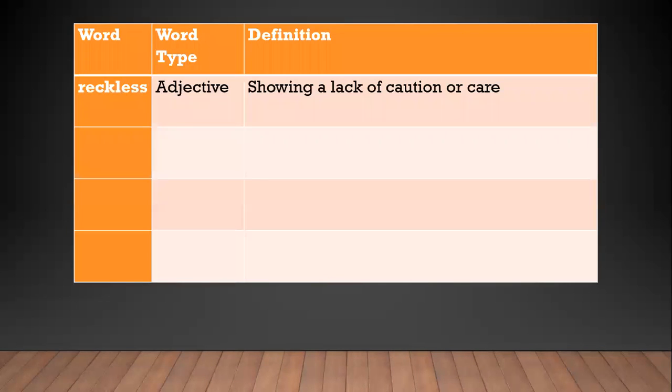When you've done that, you're then going to start putting them together in a bit of a table that you're going to draw out in your books for me. Now, I've only put 4 rows there just to give you an idea of what it will look like. You're going to have a lot more than 4 words, I would have thought. But you're going to put in the word, in this case, reckless, what type of word you think it is, and then a definition.